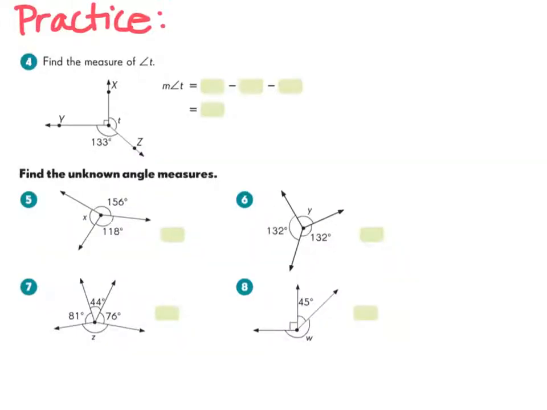Now complete these practice problems on your own. Each gives you some known angles and asks you to find the remaining unknown angle. Remember, the sum of the angles at the point will always equal 360 degrees. These practice problems wrap up chapter 12.2 for us.